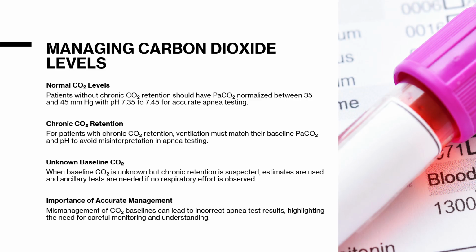For those with known chronic CO2 retention, ventilation should match their baseline PaCO2 and pH. If chronic retention is suspected but baseline is unknown, an estimate is made, but ancillary testing will be required if no respiratory efforts occur. Mismanagement of carbon dioxide baselines can lead to incorrect interpretations, making this step one of the most error-prone aspects of apnea testing. Understanding these distinctions ensures accurate and reliable results. This was an update from the 2010 guideline to the new 2023 guideline that has been published.